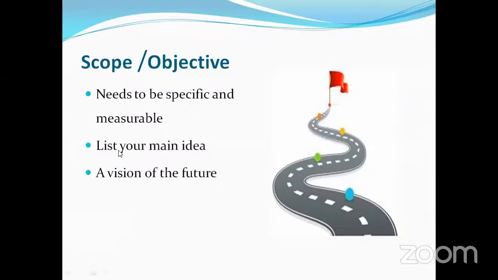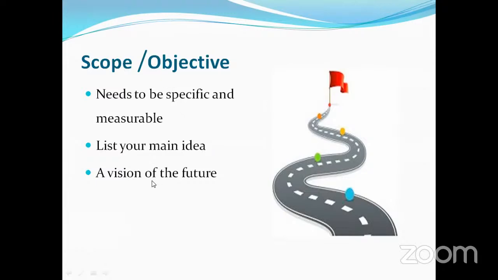And then we have to list our main idea. In the scope and objective, we have to list out our main idea. It may be a single objective or it may be more than one objective, depending on the study. So we have to list our main idea in the scope.